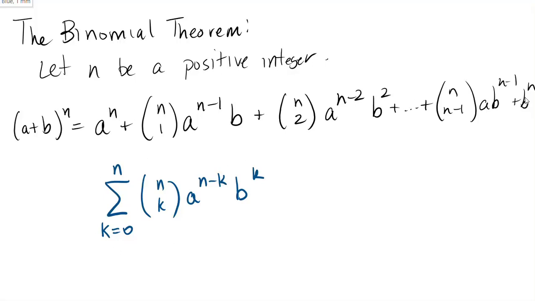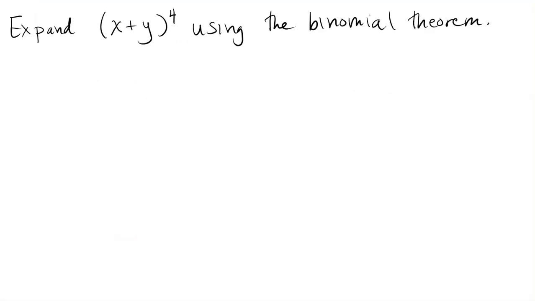This one is a little bit more explanatory. You can remember it however you want. Let's put it into action by looking at that example. Let's expand x plus y to the 4th power using the binomial theorem. Let me write the rule on this slide.